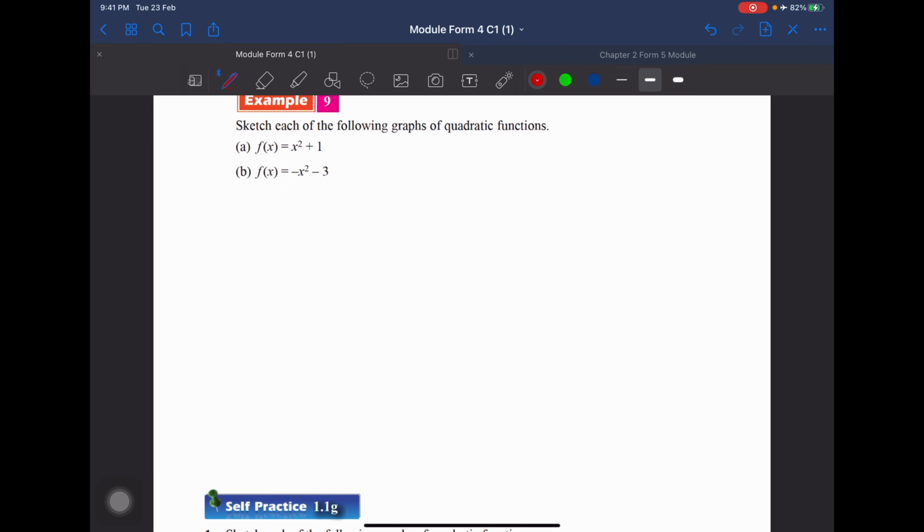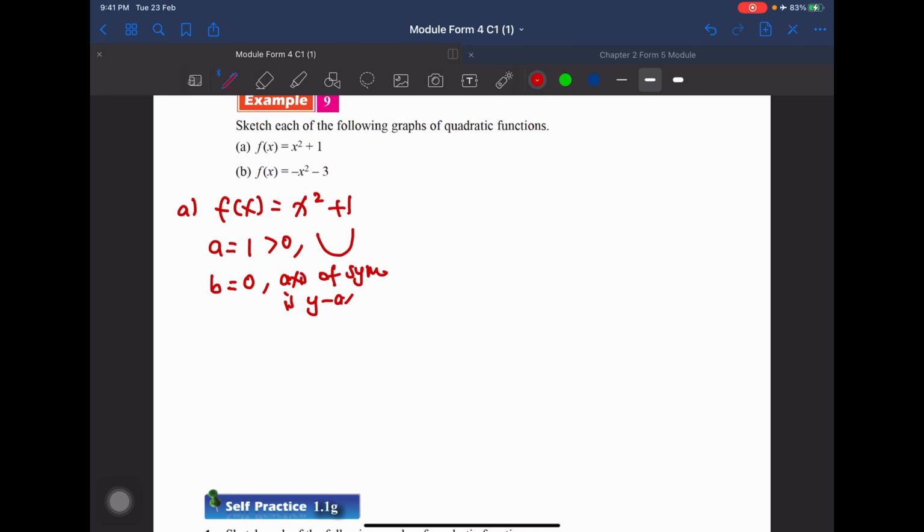9A. So 9A we have f(x) equals x square plus 1. Samalah kita investigate. So the value of a is equal to 1, which is more than 0, so our graph is senyum. And then b, ada b tak? Tak ada b, so b equals 0. It means that the axis of symmetry is the y-axis.